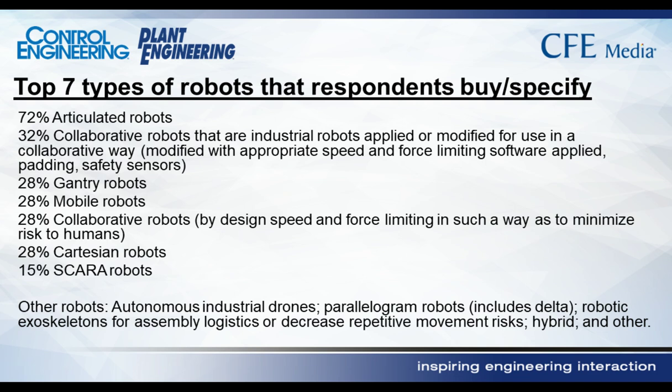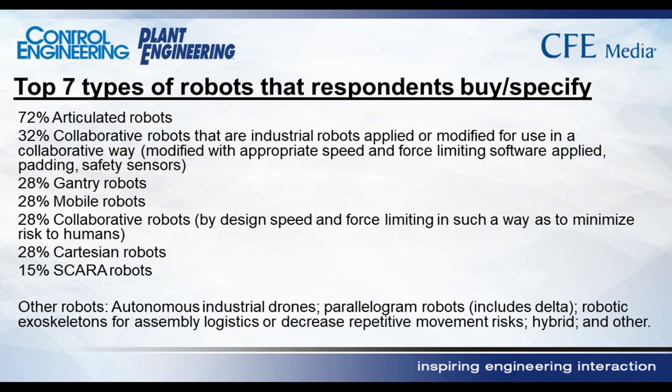So for the top 7 types of robots that respondents buy or specify, articulated robots remain the large majority of robots at 72%. Robots operating collaboratively, 32%, 28% gantry robots, 28% mobile robots, 28% collaborative robots. Those are designed to be speed or force limiting in such a way to minimize risk to humans. And then 28% Cartesian robots and 15% SCARA.